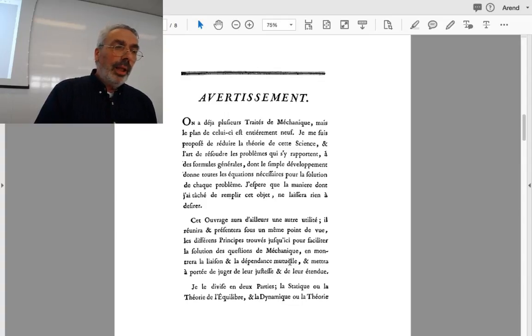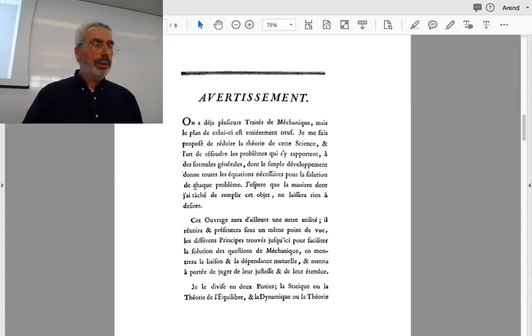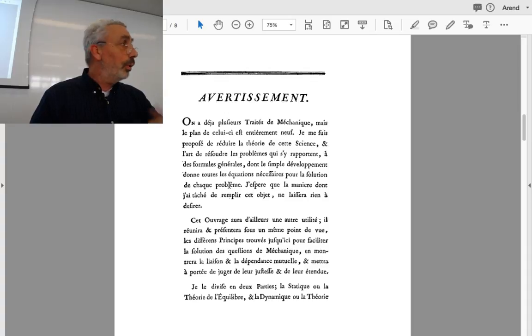And then a lot more French. What does he say? Le simple développement donne toutes les équations nécessaires pour la solution de chaque problème. I gave you all the formulas by which you can solve the problem. So it's like you're following a course and they give you a book and say, here are all the solutions. Good luck.